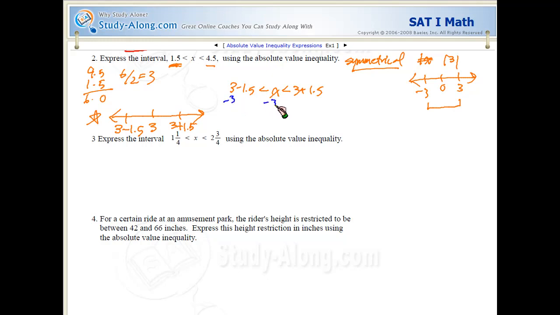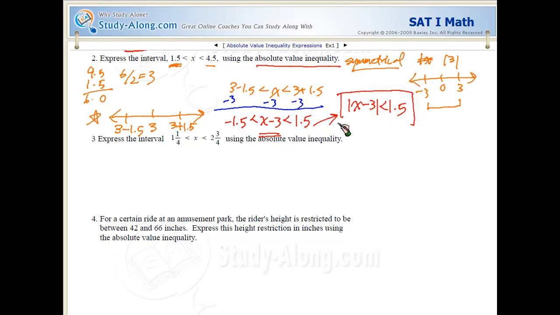3. So let's subtract 3 from all three of those. And our answer is negative 1.5 is less than x minus 3, which is less than positive 1.5. See? Now we have equal and symmetrical plus and minus intervals. Okay, let's change this into an absolute value inequality. Put the center, the x, into an absolute value. It's going to be less than 1.5. Okay, see how that worked?